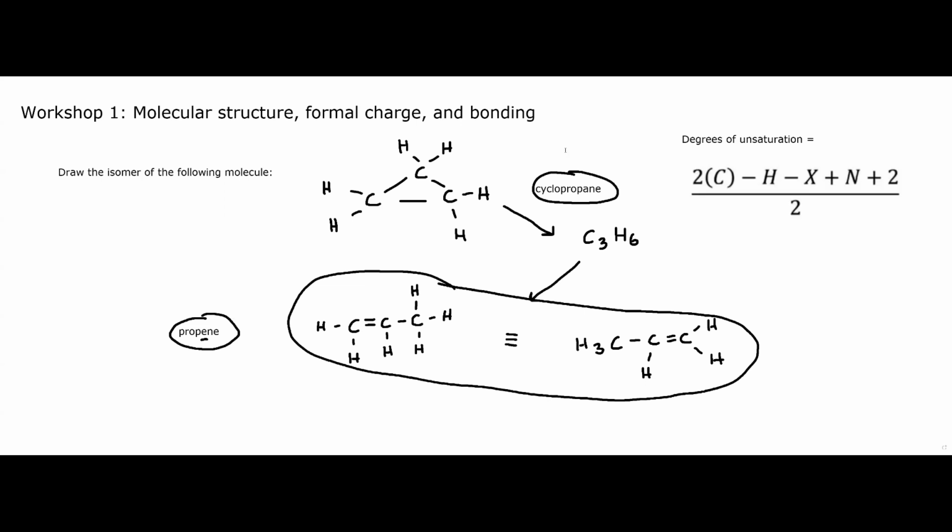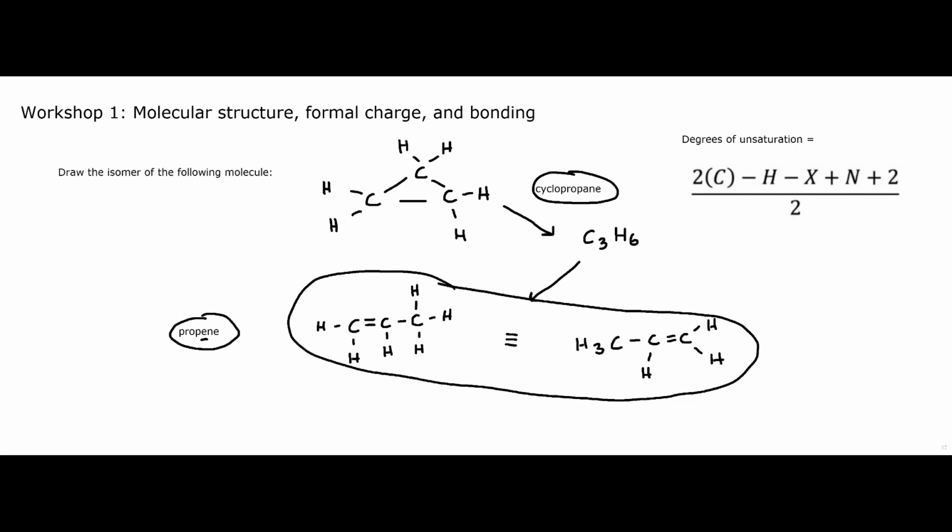So here's the degrees of unsaturation equation. It's (2C - H - X + N + 2) divided by 2, where C is the number of carbons, H is the number of hydrogens, N is the number of nitrogens, and X is the number of halogens. You ignore the oxygen atoms if you have any, and you ignore any sulfur atoms if you have any. Okay, so the formula is very simple to use.